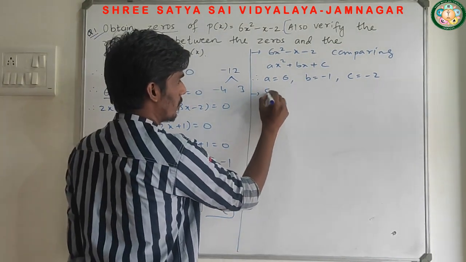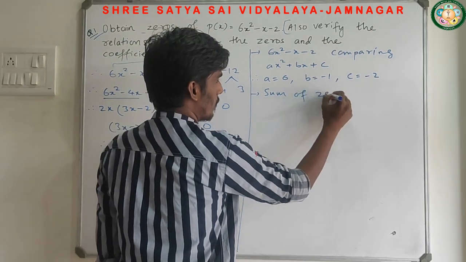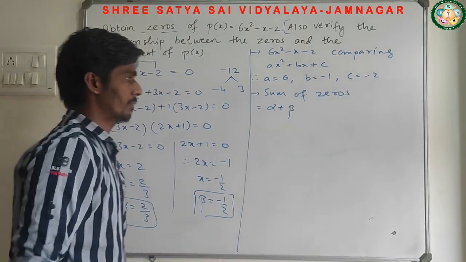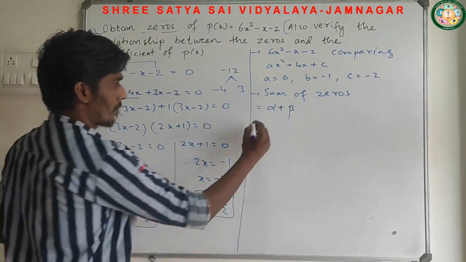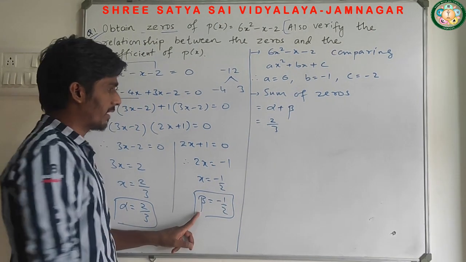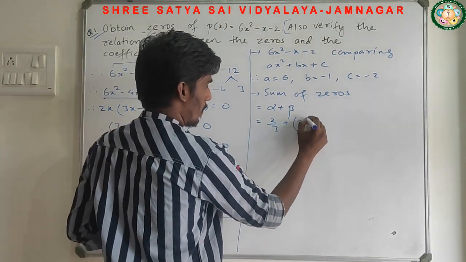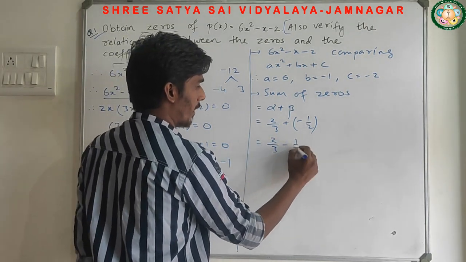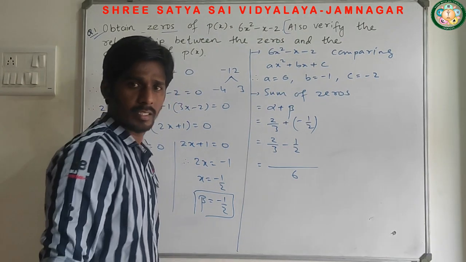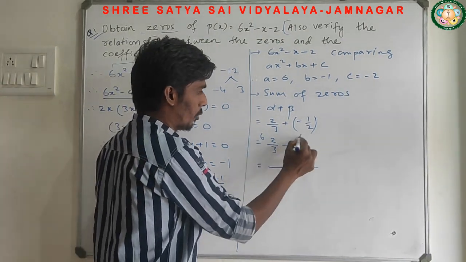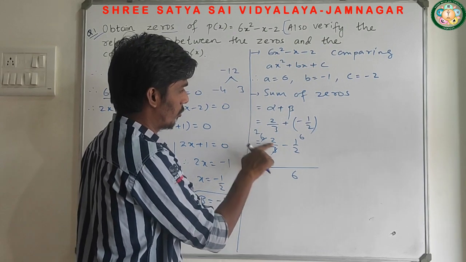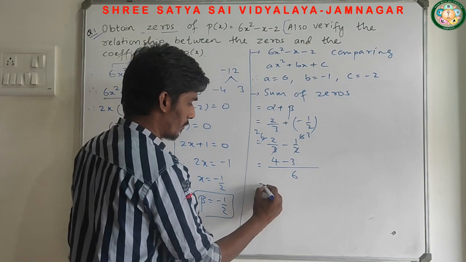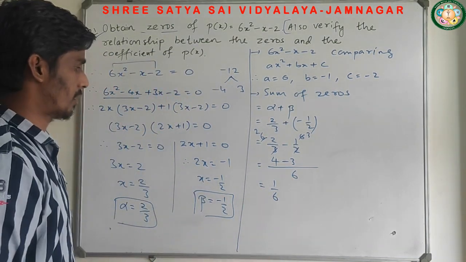So the sum of zeros means alpha plus beta. What is alpha here? 2 by 3. What is beta here? Minus 1 by 2. So it's 2 by 3 minus 1 by 2. What is the LCM here? 6. Now let's assume that 6 will multiply both the fractions. 3 2s are 6, 2 2s are 4. 2 3s are 6, 3 1s are 3. How much did I get here? 1 by 6.